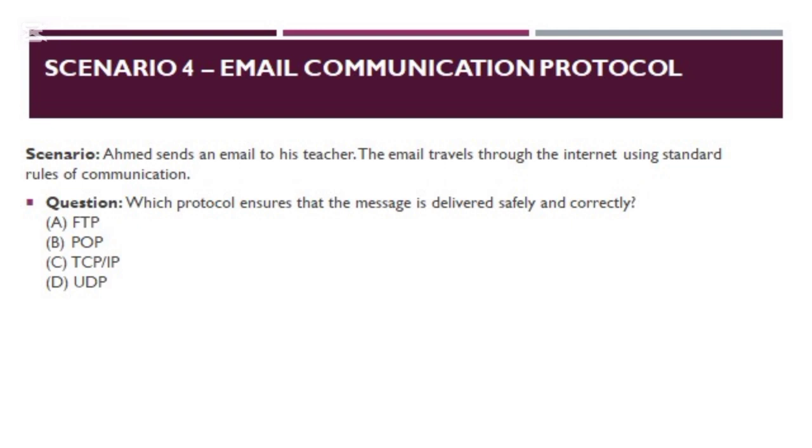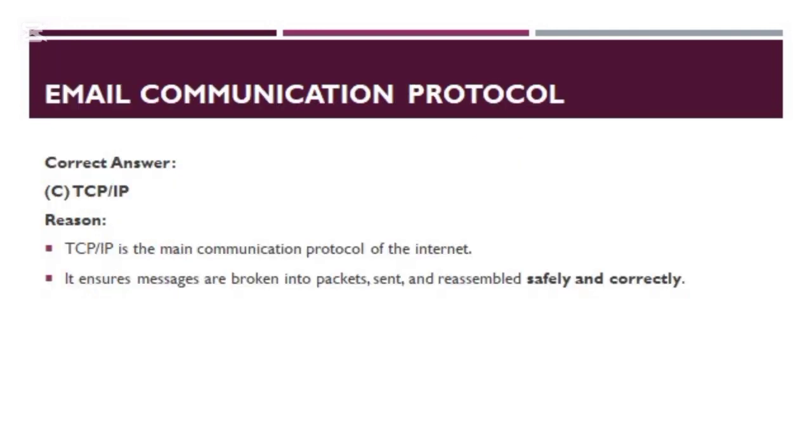The fourth scenario: Ahmed sent an email to his teacher. The email traveled through the internet using standard rules of communication. The question is, which protocol ensured that the message is delivered safely and correctly? The options are FTP, POP, TCP/IP, UDP. The correct answer is option C, TCP/IP, because TCP/IP is the main protocol that manages communication over the internet. It breaks the message into smaller packets, sends them across the network, and reassembles them correctly at the destination. It also checks for errors to make sure the message is delivered safely. That's why TCP/IP is the right choice here.